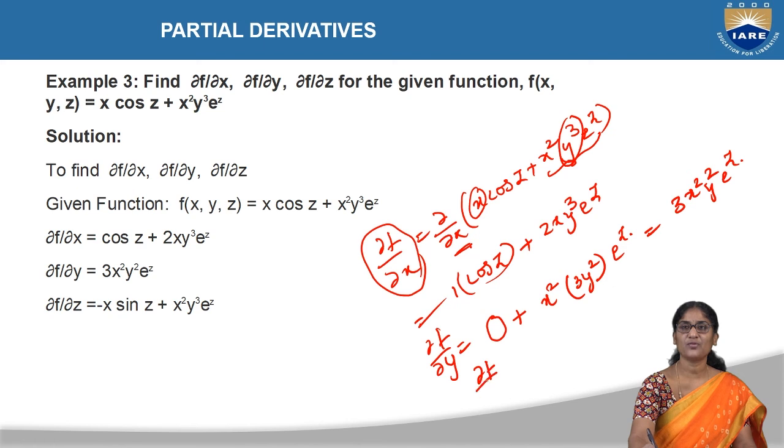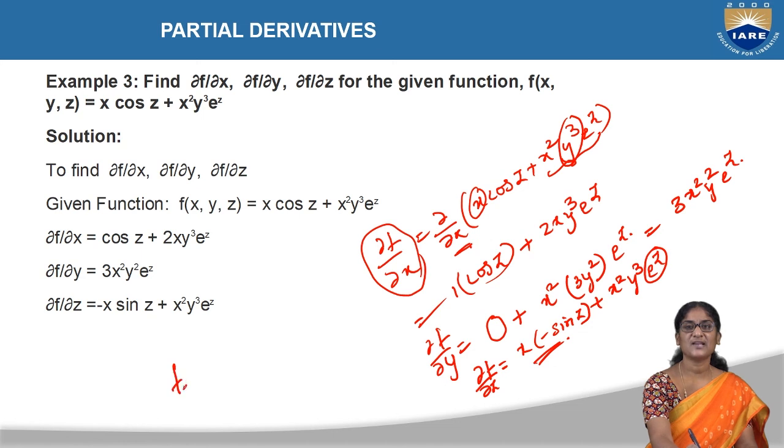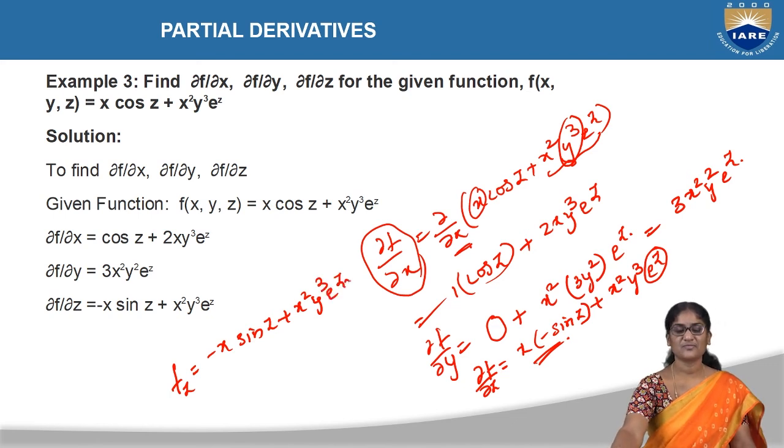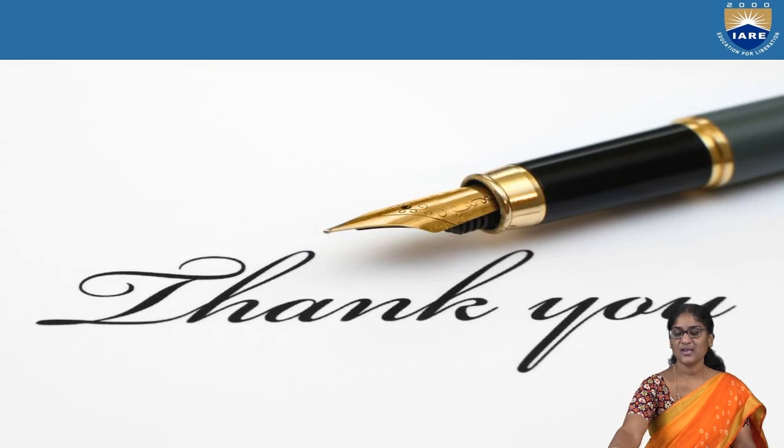Similarly, if you want to find dou by dou z, the first term consists of a z term here, so x acts like a constant. The derivative of cos z is minus sin z. Plus, x square is as it is, y cube is as it is, and the derivative of e power z is e power z. So fz can be written as minus x sin z plus x square y cube e power z. So that is how we can find the first order partial derivatives for the given question.